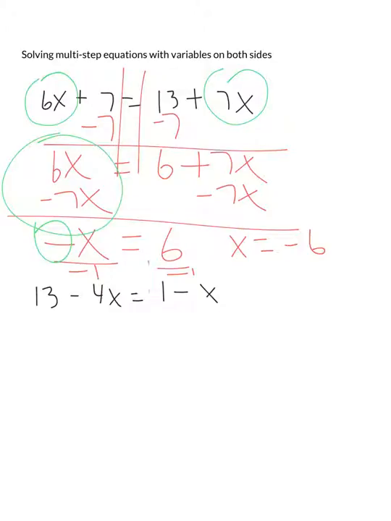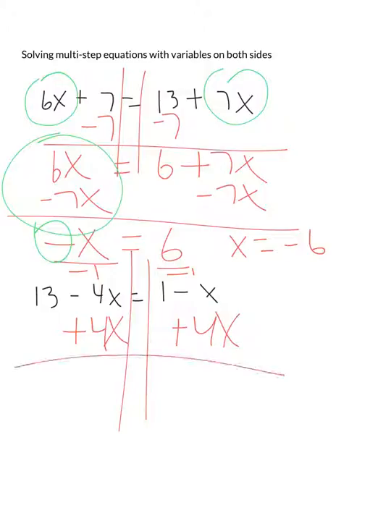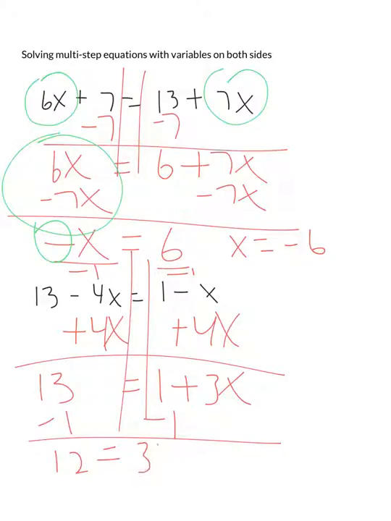Let's look at this one here. 13 minus 4x equals 1 minus x. So I am going to add 4x to this side. 13 equals 1 plus 3x minus 1. 12 equals 3x. And divide by 3 to get 4 equals x.